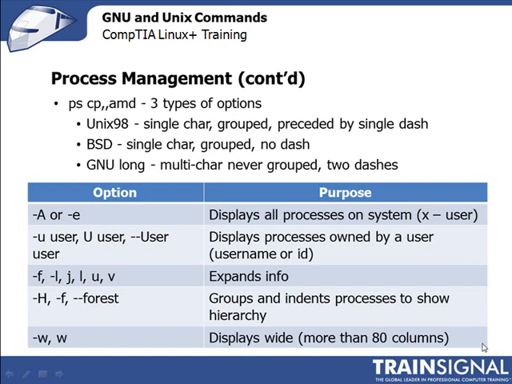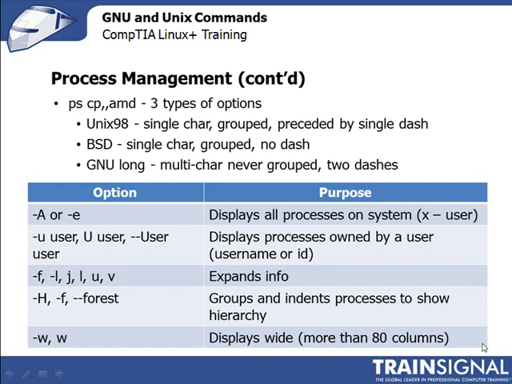-F, -L, J, L, U, and V expands the information. -capital H, -lower f, and ~forest groups and indents processes to show the hierarchy. -W, or W by itself, says to display the information wide, which is more than 80 columns. Let's take a look at that.